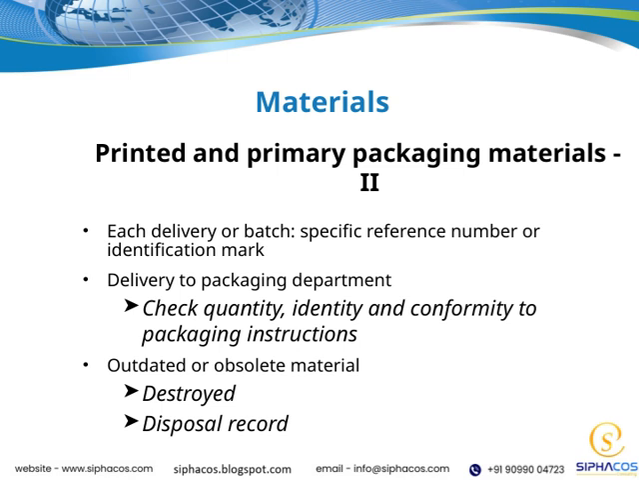It's also important to identify any outdated or obsolete materials, which are no longer suitable for use. Such materials must be properly destroyed to prevent any accidental use. And of course, every destruction must be recorded accurately in a disposal record, maintaining transparency and traceability. All these steps, tracking, checking, and proper disposal, are vital for maintaining quality and compliance in our packaging processes. They ultimately support our goal of ensuring product integrity and safety.